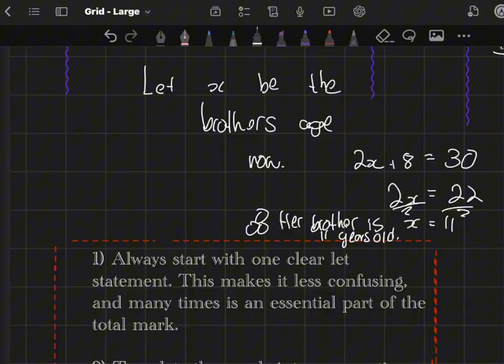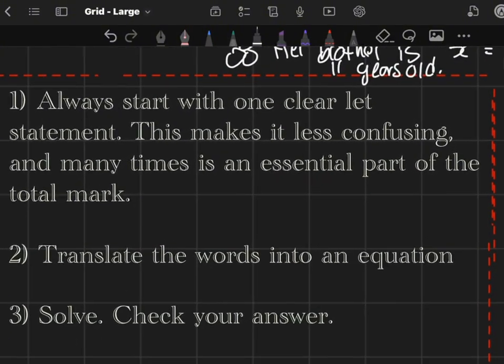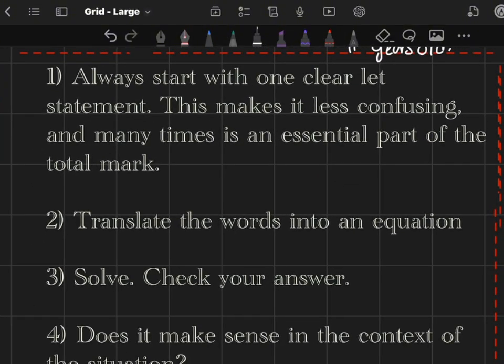Now to conclude, to solve word problems in our Unit 3 lesson, always start with a clear let statement. It's very important as it makes it less confusing, and many times it's actually an essential part of the total mark of the question, meaning that it is absolutely required in some cases. Secondly, you must translate the words into an equation. Thirdly, you should solve and check your answer by substituting.